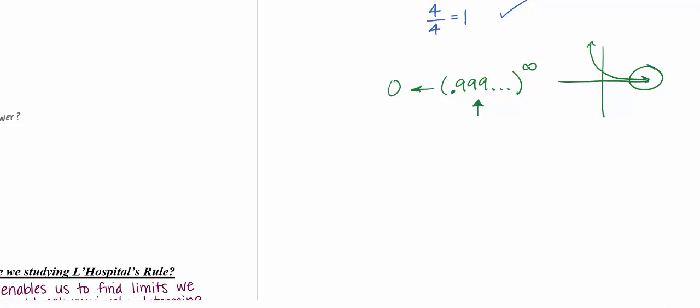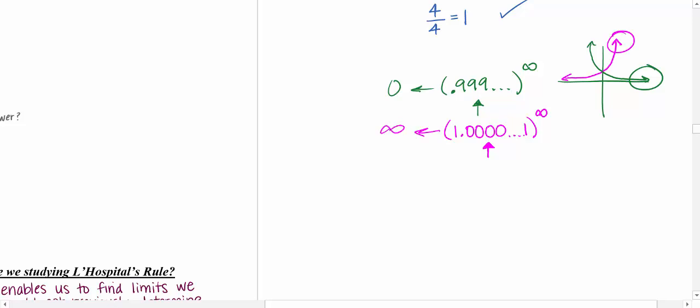Okay, well, if I have just a little bit bigger than 1 to the infinity, this is now bigger than 1 as a base, so this is exponential growth. So this looks something like so. And so that goes up to infinity.